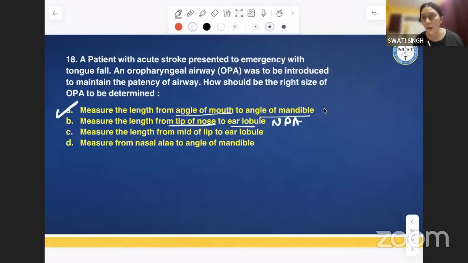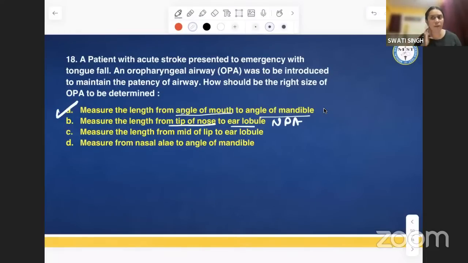For Ryle's tube, how far a Ryle's tube will be inserted? The length of Ryle's tube which you will put. How do you measure before inserting the Ryle's tube? From, yes, ear lobule to, tell me, you write it. From ear lobule to tip of the nose to xiphisternum, 5 centimeter below the xiphisternum, right? So from ear lobule to tip of the nose to 5 centimeter below the xiphisternum. We palpate the xiphisternum 5 centimeter.